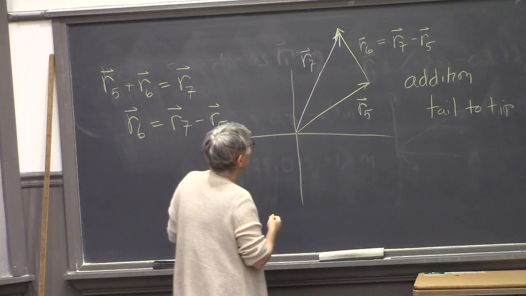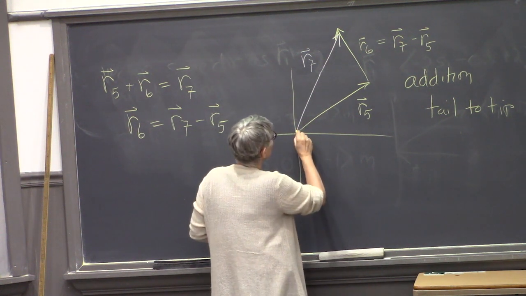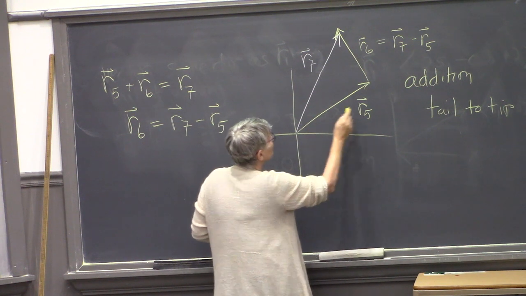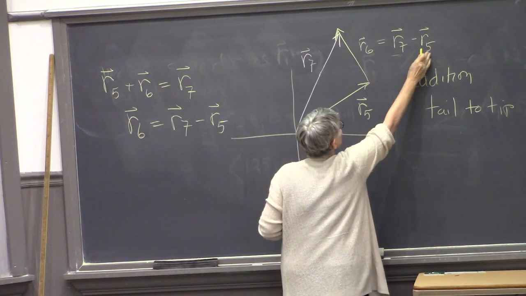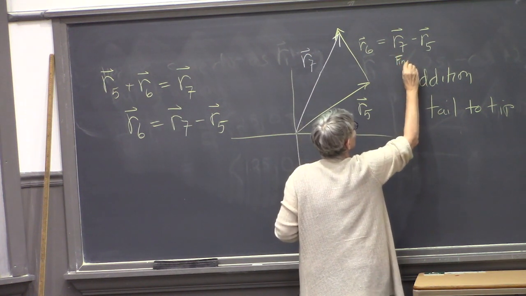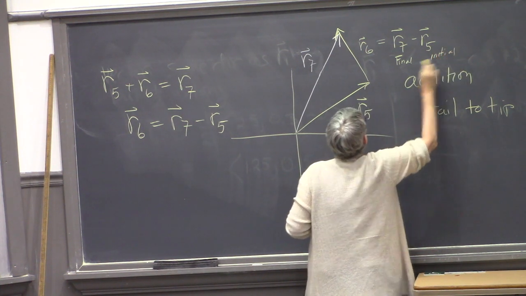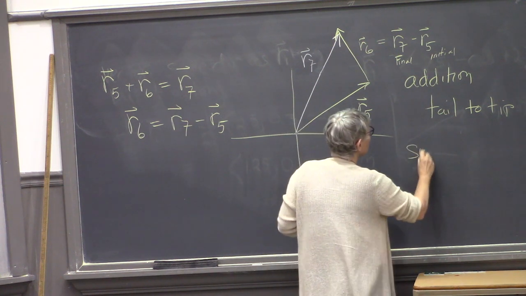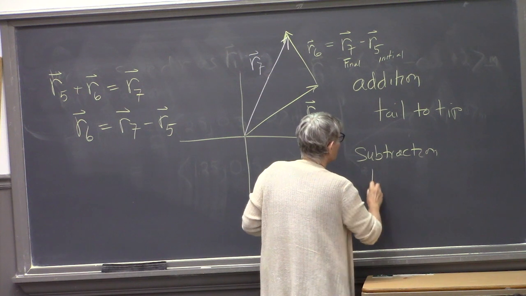And so it looks like to subtract vectors graphically, what we do is we draw R7 and R5 with their tails together, and then we draw R6 going from R5 to R7. If we think of this as the final location, and this is the initial location, we draw it. So subtraction, tail to tail.